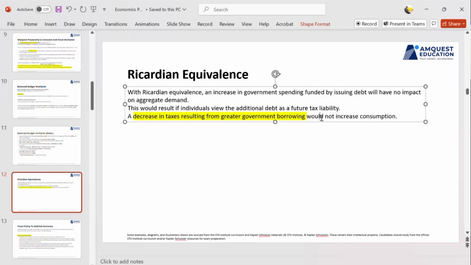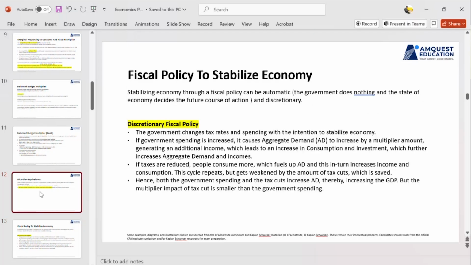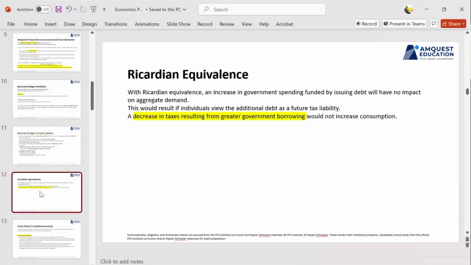From the taxes, from more borrowing, if the government is borrowing more money, and taxes decrease, then this will not necessarily increase consumption, because this is only because the government's borrowing has potentially increased. Okay. So in the exam, just look out for this when they ask you what is Ricardian equivalence theory.